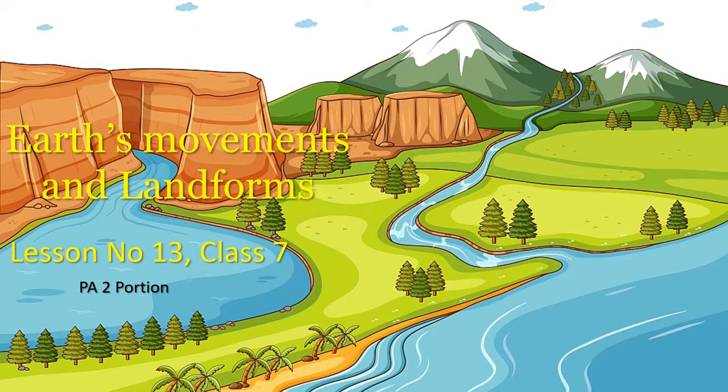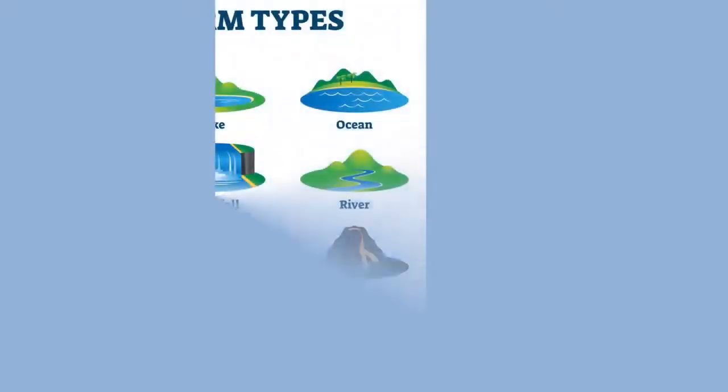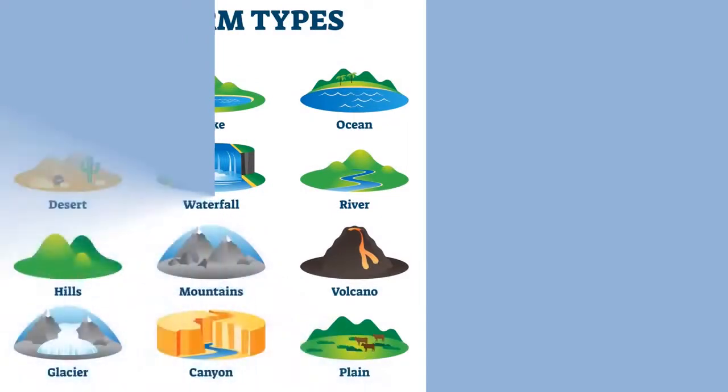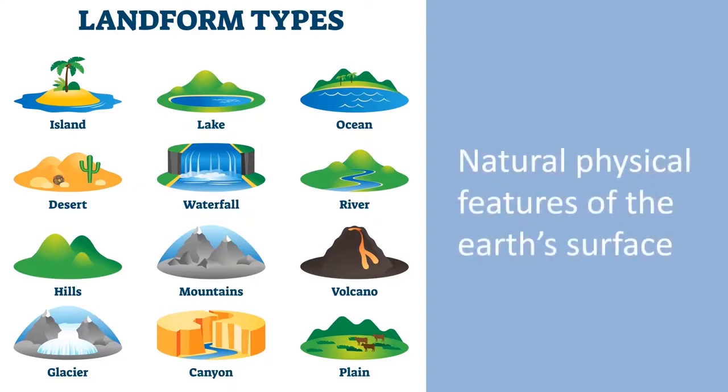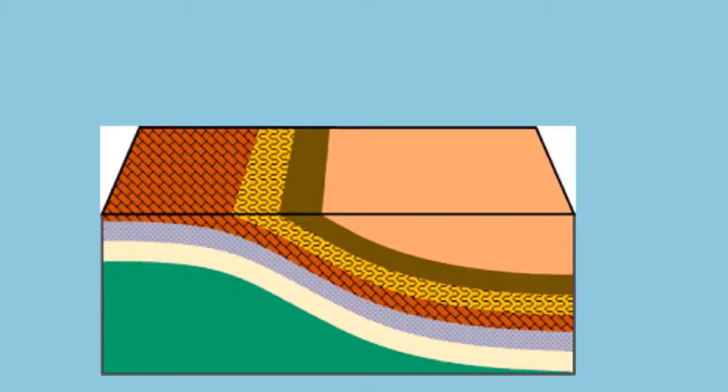Lesson 13, Class 7. Children, today we are going to learn about landforms and how they are created. The mountains, islands, rivers, canyons, deserts, plateaus and plains that you see are the different types of landforms. And you will be amazed to know how these various landforms are created. Let's look into it in detail.